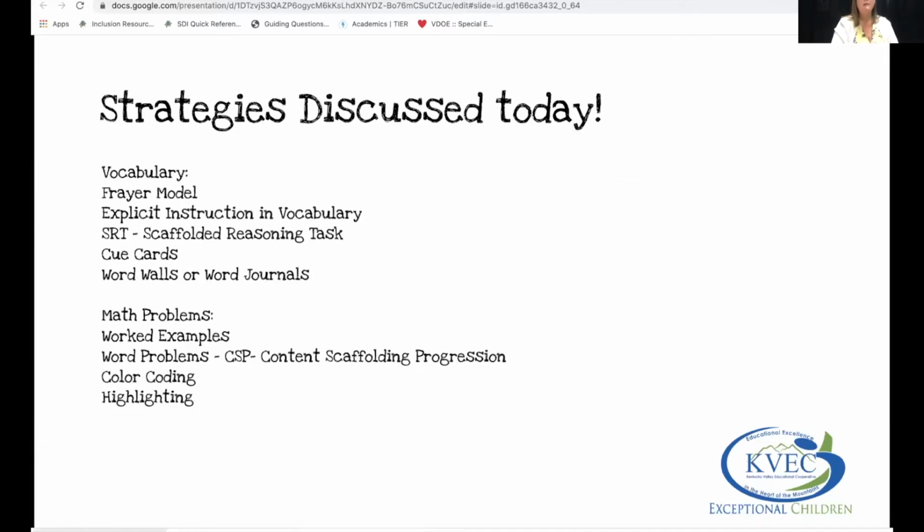All right. So strategies that we're going to discuss today. Now, these are strategies for SDI that we're going to discuss. One is vocabulary, and I can't say this enough, but vocabulary is extremely important for our students in mathematics.